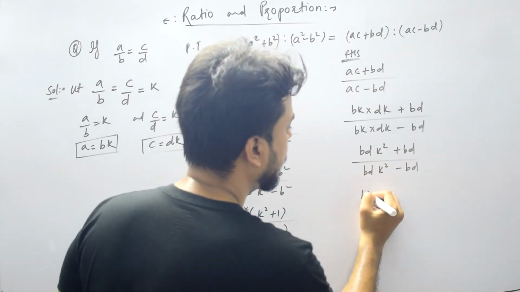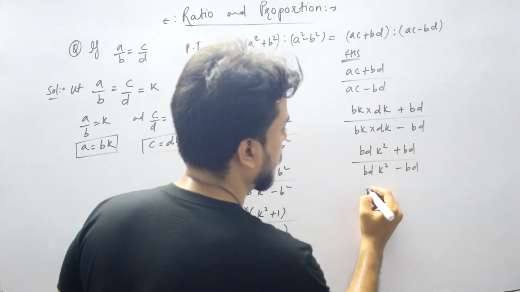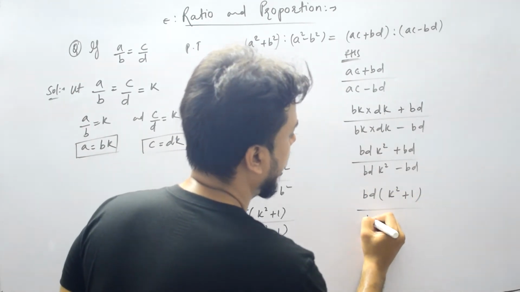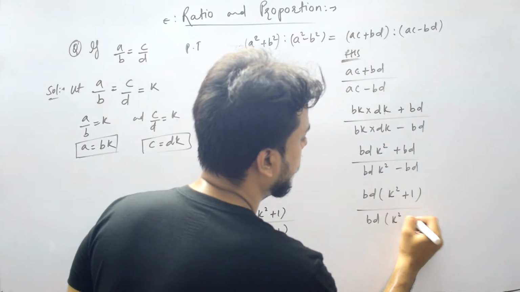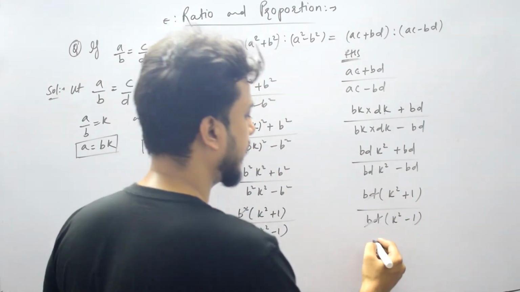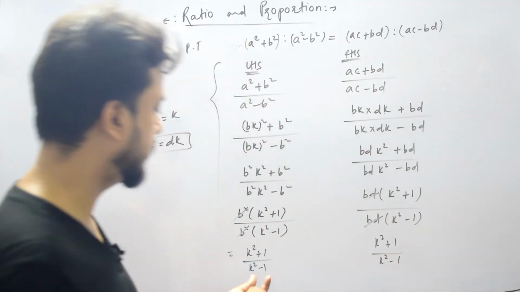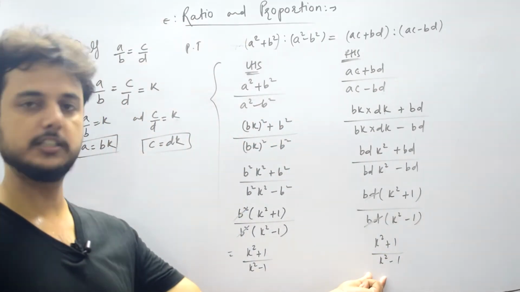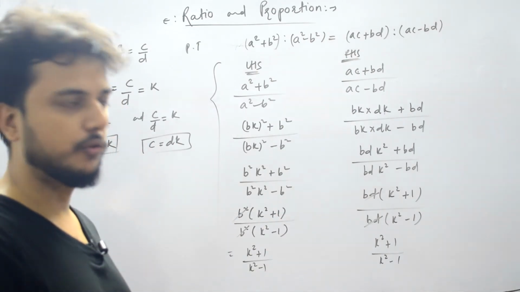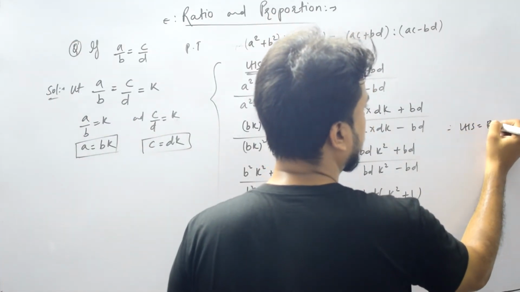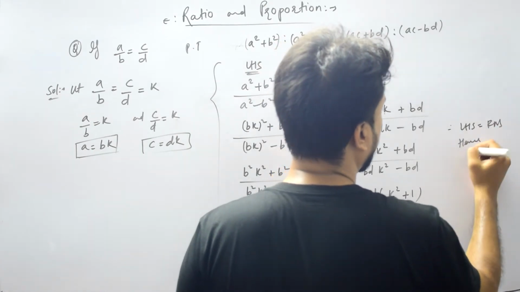Now we take bd common. From the numerator we get k² + 1, and from the denominator we get k² - 1. bd cancels, and I will get (k² + 1)/(k² - 1). Now you see the result in LHS and RHS are both the same, hence it is proved. Therefore LHS equals RHS, hence proved.